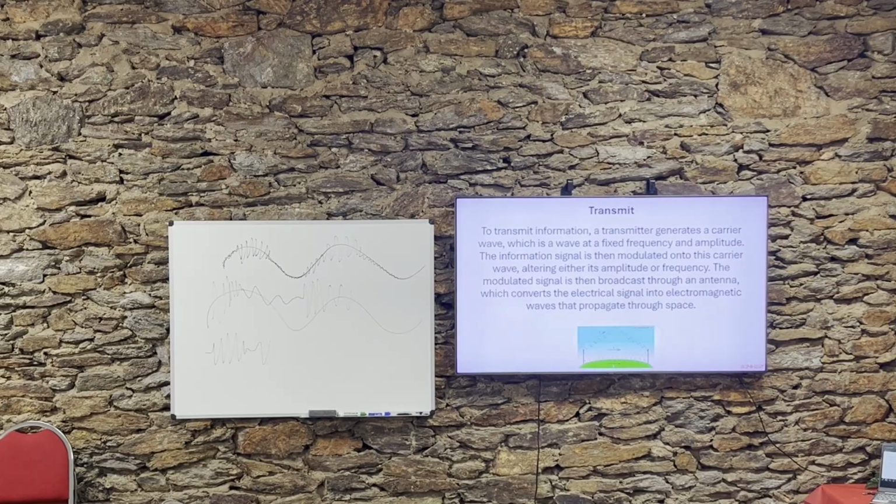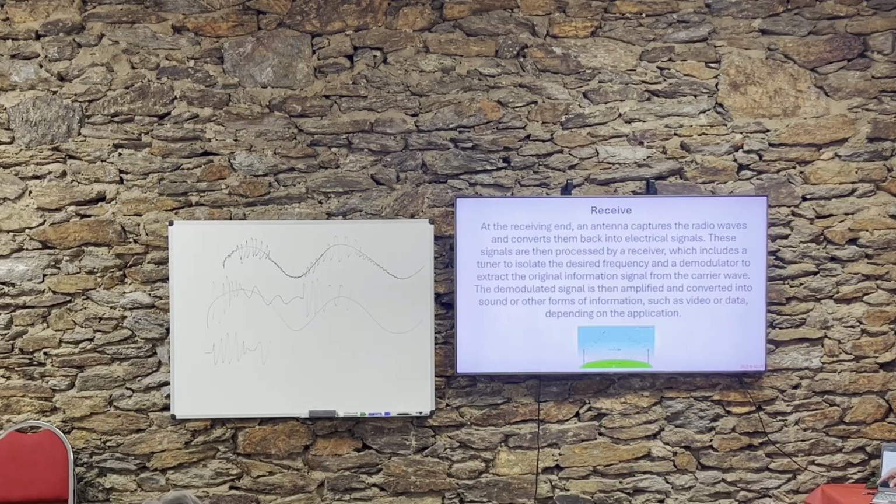The modulated signal is then broadcast through an antenna, which converts the electrical signal into electromagnetic waves that propagate through space. You've heard of AC and DC current. Your AC current is a sine wave like that right there. So when you're going through the circuitry of your radio, it's an electrical wave, and then when you hit the antenna and put that out, it turns into an electromagnetic wave. Makes sense? Everybody still up here?